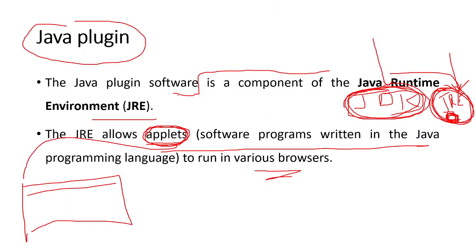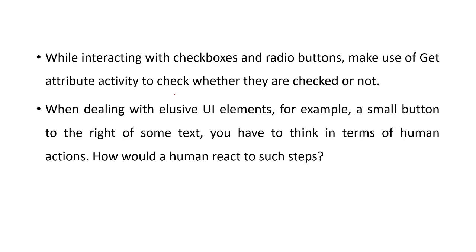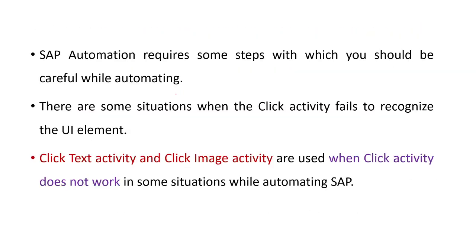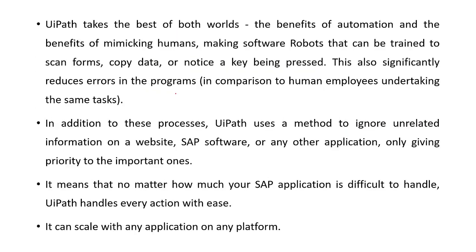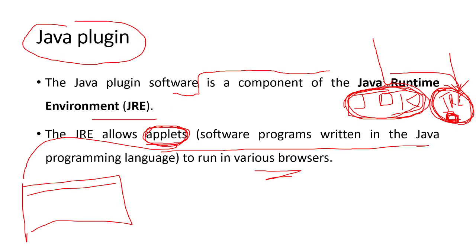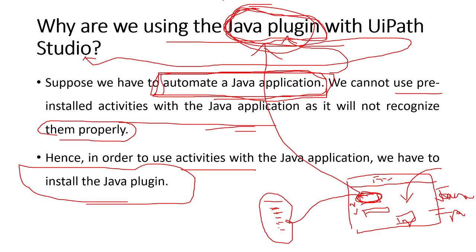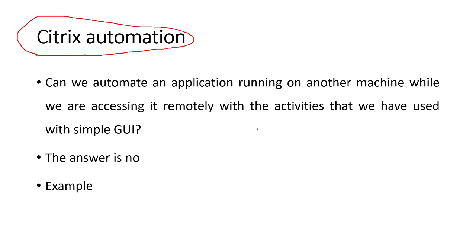In today's class, we learned about SAP automation and how to see in UiPath Studio whether the SAP plugin is already installed or not. Then we learned about the Java plugin, when to use it and how to configure UiPath Studio with the Java plugin, right? Practically I will explain the configuration in the next class, and then we shall continue with the next concepts. So with this I will conclude the session.